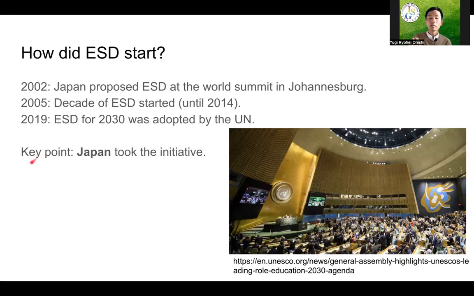Yes. And the important point in this history of ESD is that it's Japan who took the initiative, who took the first action. Japan raised a hand and said, hey, the world, we need ESD. And the world agreed with Japan. That was the beginning of ESD. Okay, so we are very proud. This is the UNESCO conference in 2019.